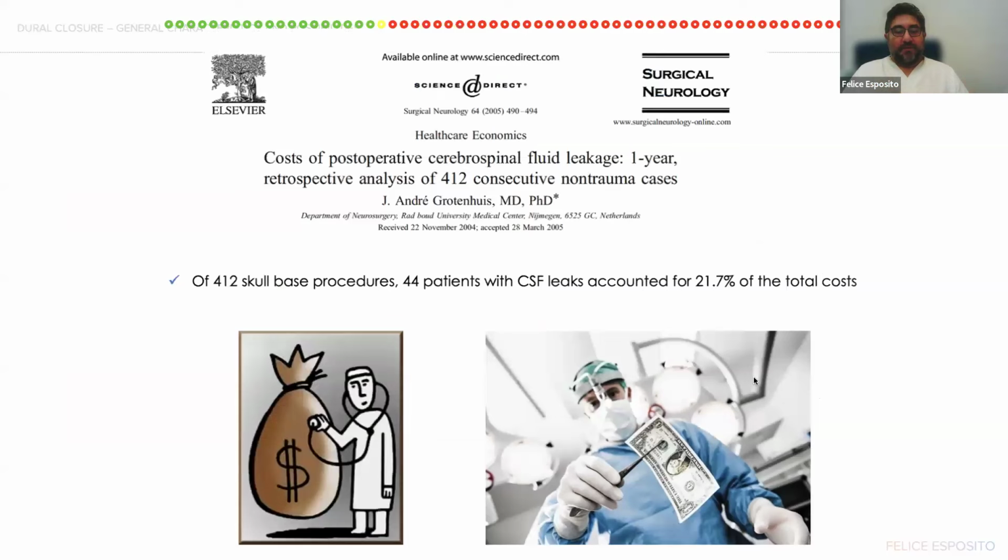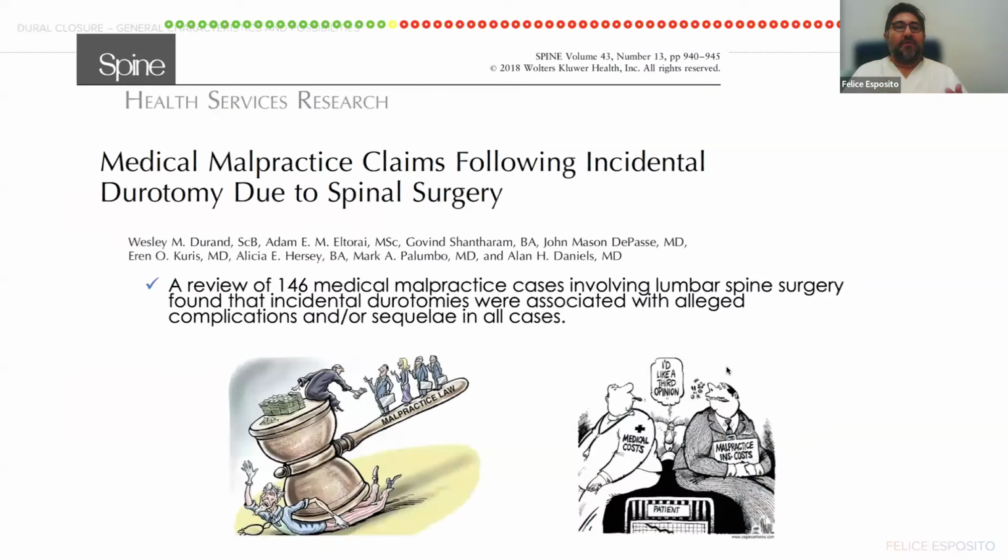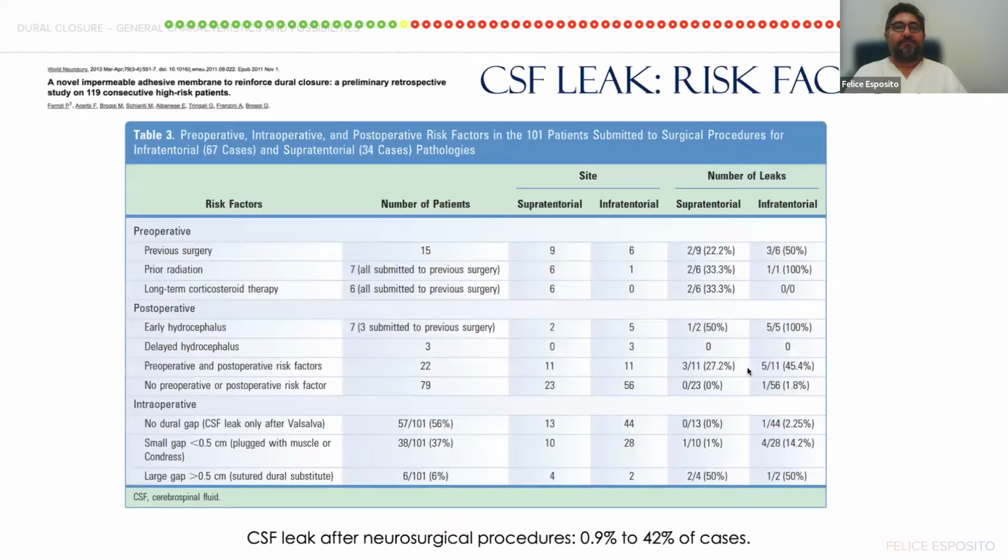Also because we have to consider that there are economic costs of this possible problem of ineffective closure of the dura mater, and also we may face medical malpractice claims following an ineffective closure of the dura mater.